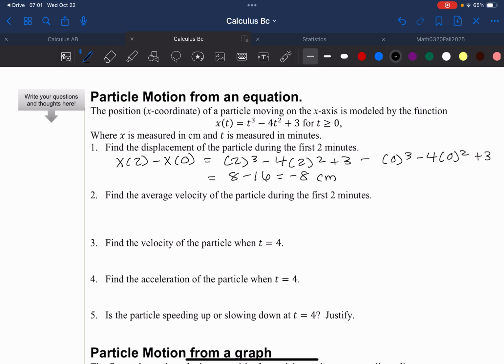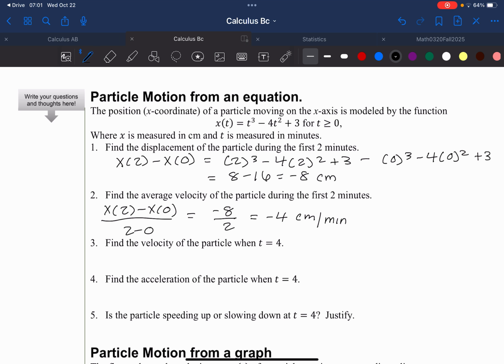Then it says find the average velocity of the particle during the first 2 minutes. So that's x of 2 minus x of 0, what we found in the first part, over 2 minus 0. So we know this is negative 8 over 2, which is negative 4. And average velocity is the rate of change for the position. So this is going to be negative 4 centimeters per minute.